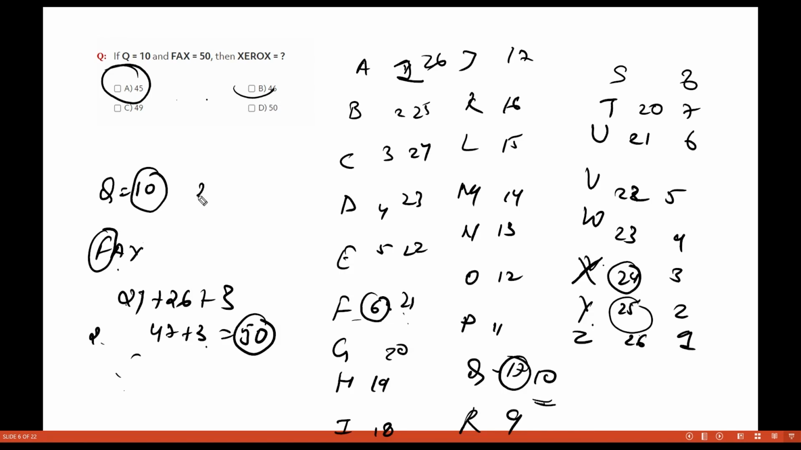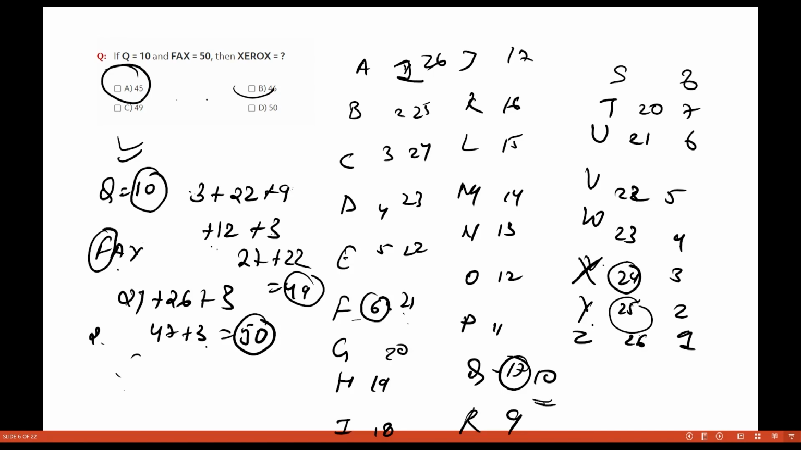Now this is Xerox. X is 3, E is 22, R is 9, O is 12, X is again 3. So how much do we have? 3 plus 3, 6, 6 plus 9, 15, 15 plus 12 is 27, and 27 plus 22 is 49. So the answer is 49.